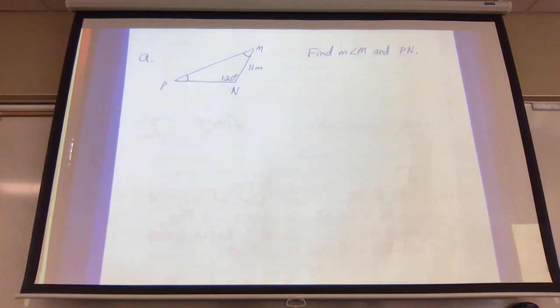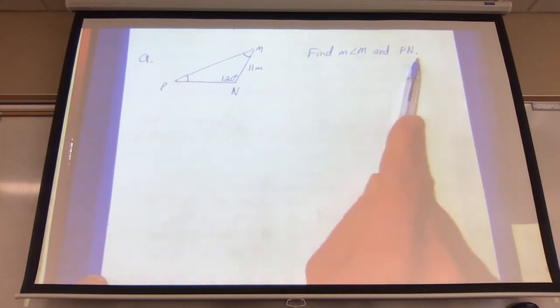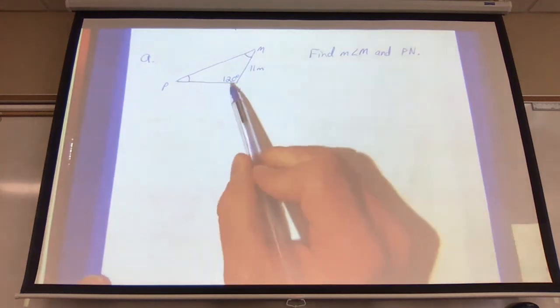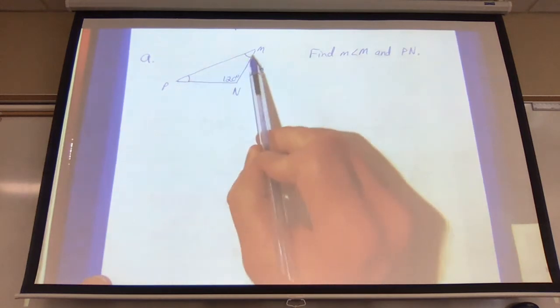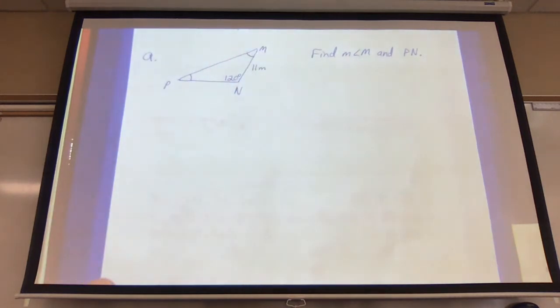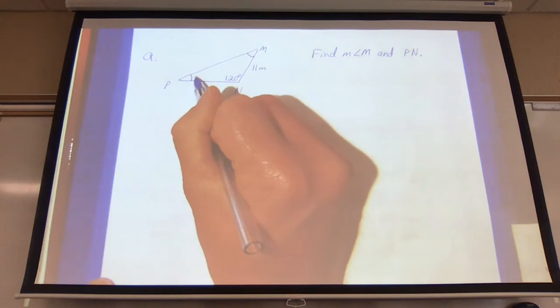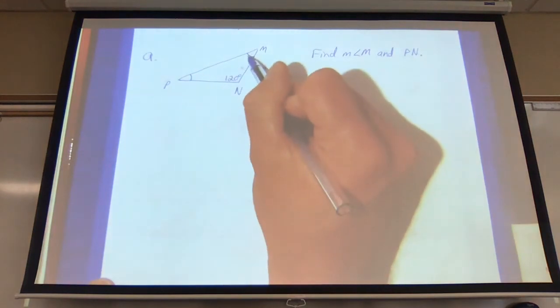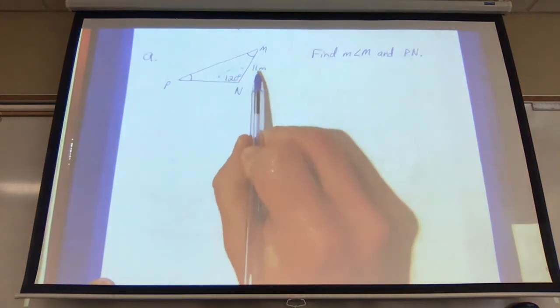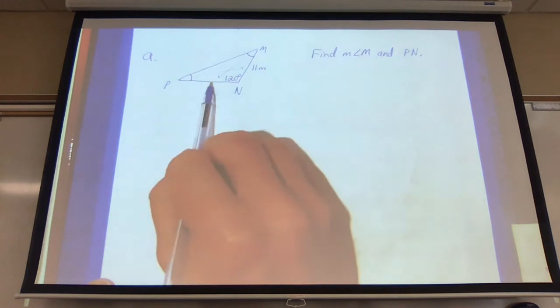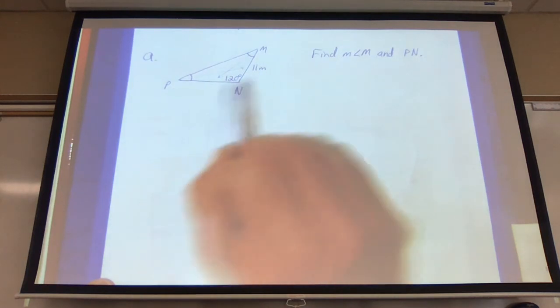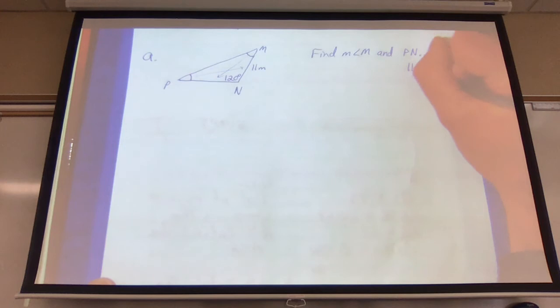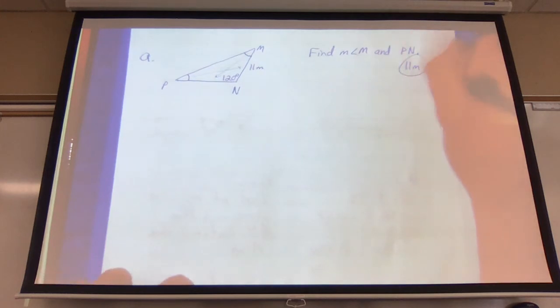So a couple things to answer here. It really doesn't matter which order we find them. If you look at it and one of them kind of stands out to you, you can do either one first. I'm going to go with PN first because this one kind of stands out to me. When I look at this picture, I see a triangle with two congruent angles. And if I follow across those congruent angles, the opposite sides will be congruent to each other. So if this side's 11, this side's also going to be 11. So PN has to be 11 meters. And there's one of our answers.